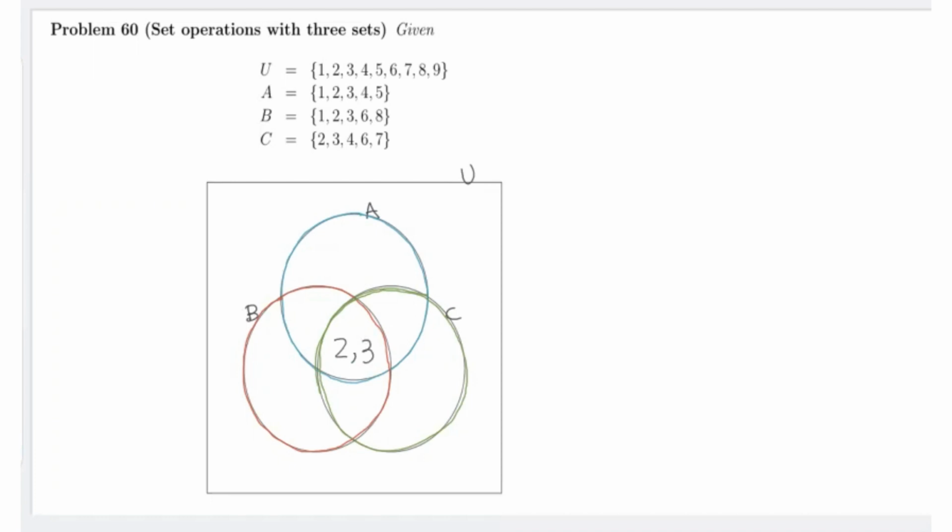And then I expand it out. I'm looking at blue and red, forget about the green. Meaning A and B. What are the elements in common of A and B? It's 1, 2, 3, but we already have 2 and 3, so just 1. We don't repeat.